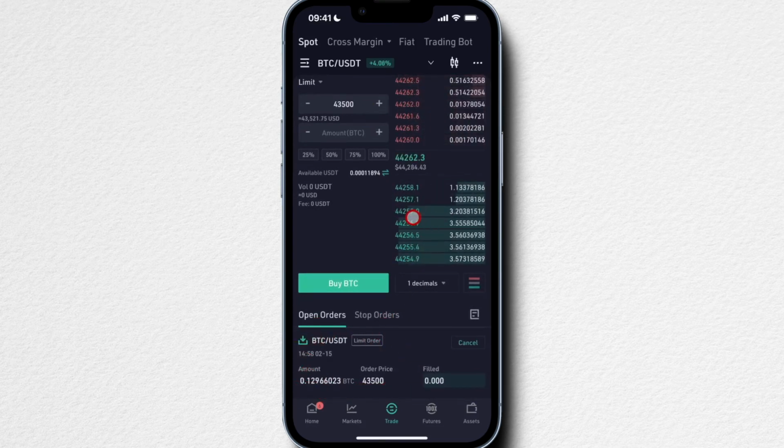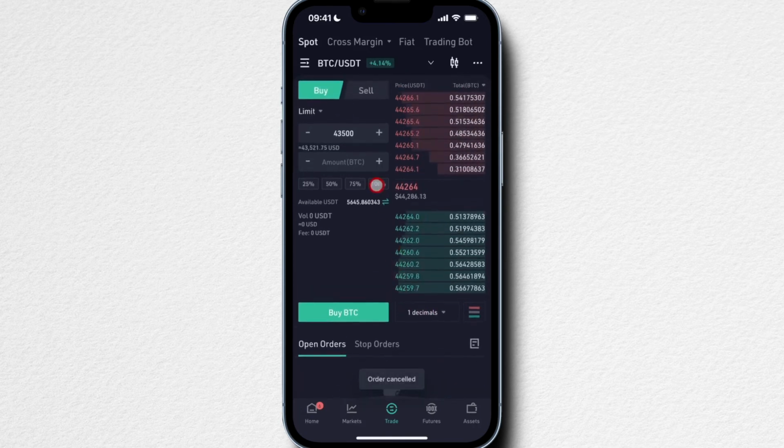However, the order hasn't been filled yet because the price has to fall to the price that I'm willing to pay right here. So the advantage is that you can set your own price, but the disadvantage is that you have to wait until the price falls to this price. And maybe if the price just keeps rising, your order will never fill. So let's cancel this order right now.